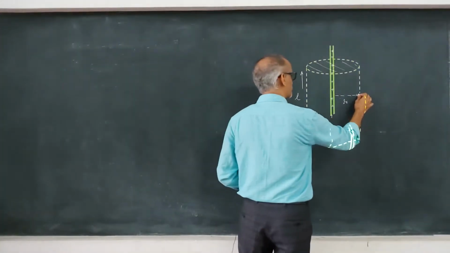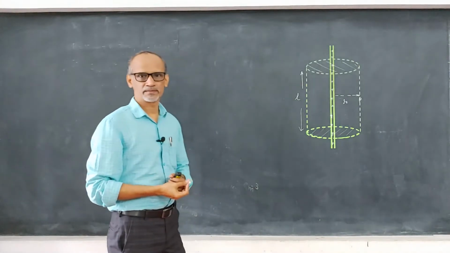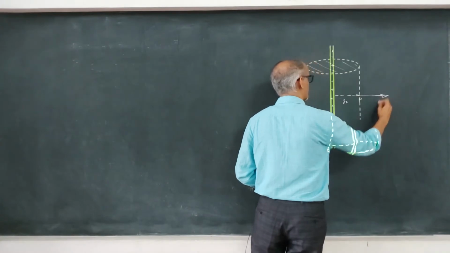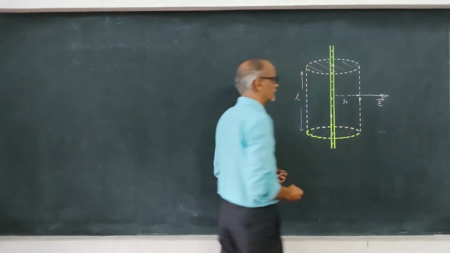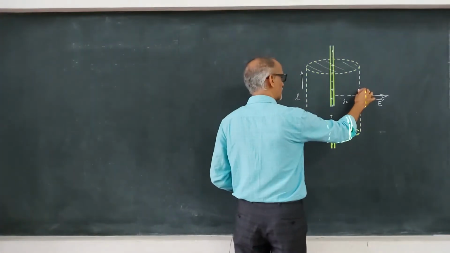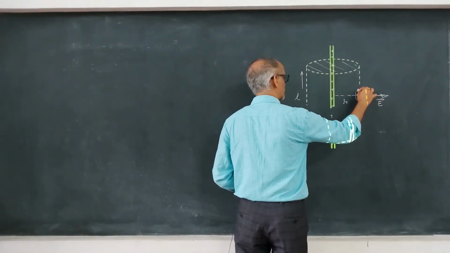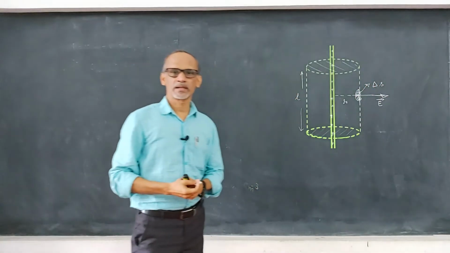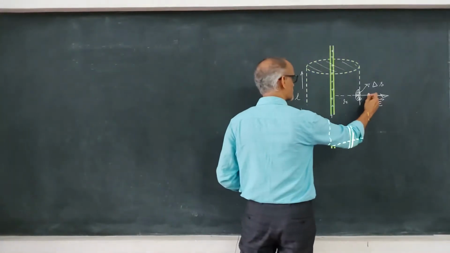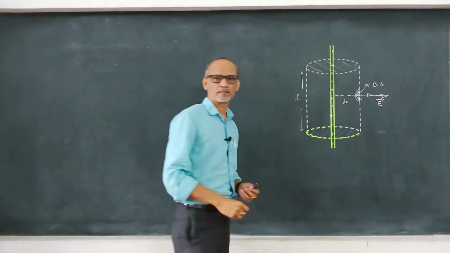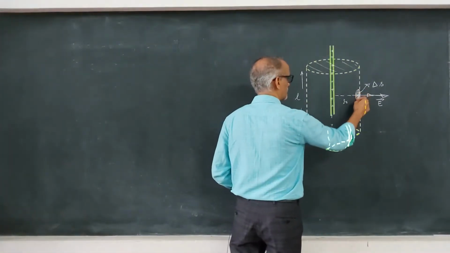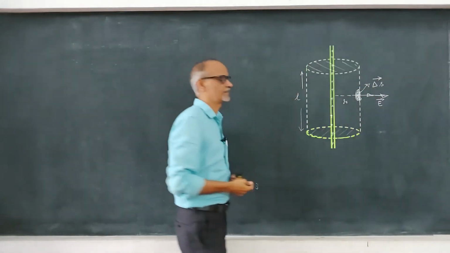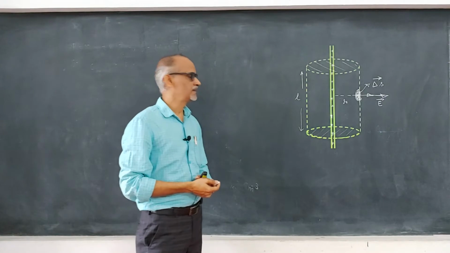At this particular point P, what is the direction of the electric field? The direction of the electric field is perpendicular to the conductor. This is the direction of the electric field E. You consider a small area here having value delta S. So, what is the direction of the area vector? The direction of the area vector is also along the same, because the area vector is always perpendicular to the surface. Therefore, this is the direction of the area vector. So, now the area vector and electric field are along the same direction.